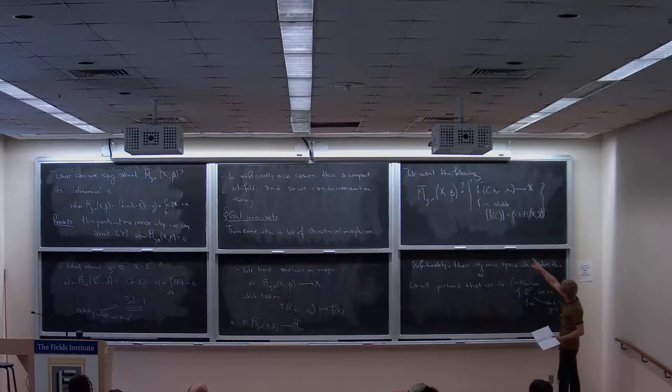About the f of C equal to beta? Yeah, so that's not there because we've actually completely forgotten the map. All we're doing is remembering the source curve and completely forgetting X.